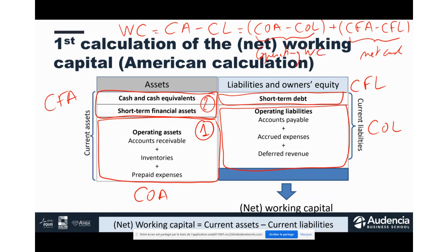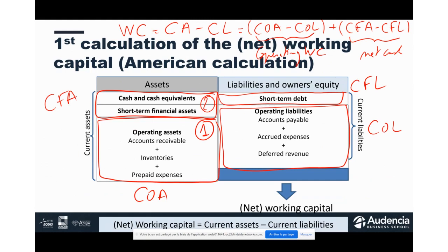So we can split the current assets and the current liabilities into two parts. One is what is directly related to your operating activities: accounts receivable, inventories, prepaid expenses, accounts payable, accrued expenses, deferred revenue. And the rest is more financial. It means you can receive interest, you can receive dividends, or you can have to pay interest because of this.